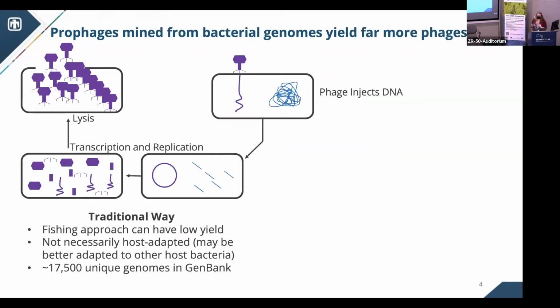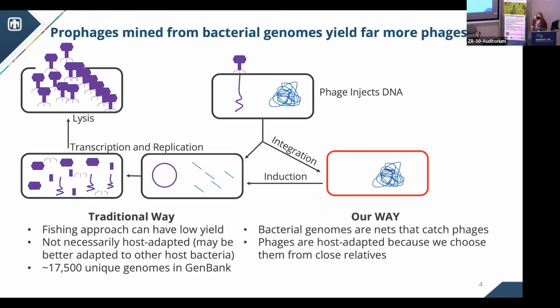So we really wanted to go at this question of how can we find a phage for every application in a cultured way. The traditional way is looking for phages that will lyse your host of interest, and this is not always host adapted. To date, there are about 17,500 unique cultured phages in GenBank. We took the question, if we look in bacterial genomes, these are nets that can catch phages. And typically these phages are more host adapted. We're choosing them from close relatives or from our species of interest.